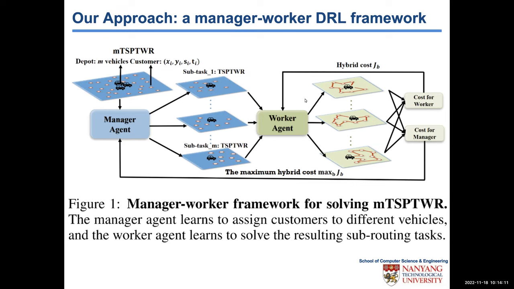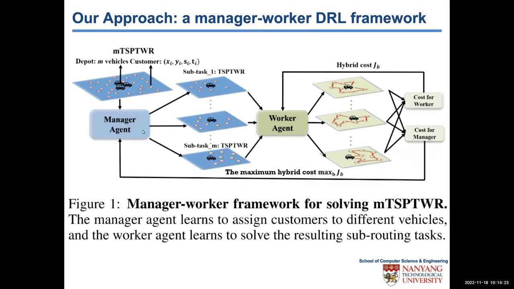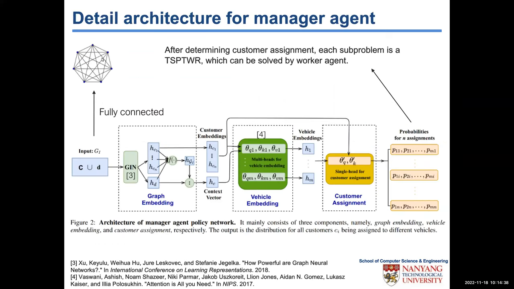Okay, and let's dive a little bit into the details of the framework. So this is the detailed architecture for the manager agent. As you can see, the instance is a bunch of nodes, right? The locations of the customers and the depot. So we propose to model this instance as a fully connected graph. Here I made an example where we have six customers and one depot, and we connect them mutually. So each node is connected with every other node in this graph. So this is a fully connected graph.